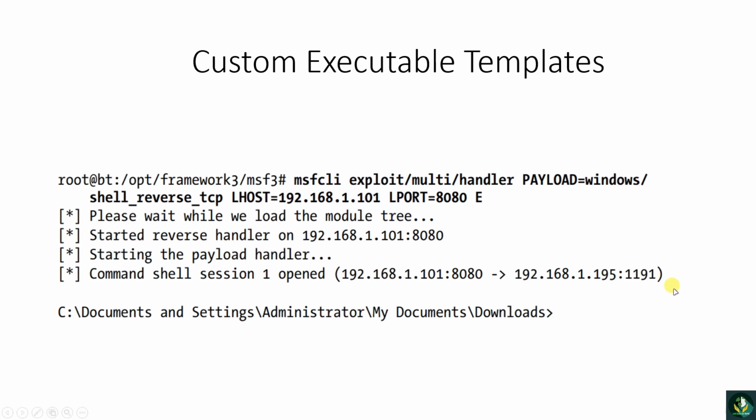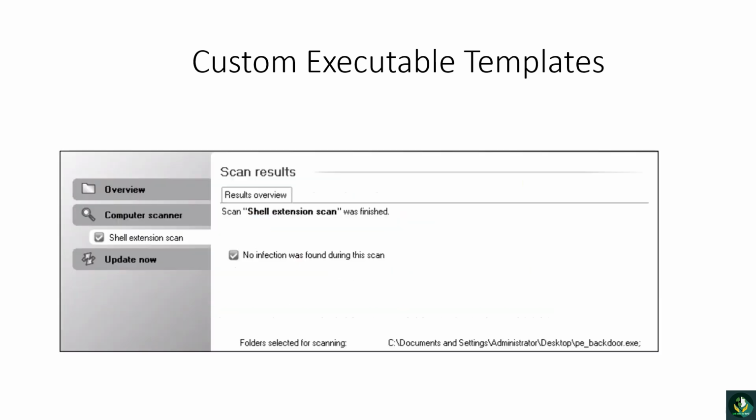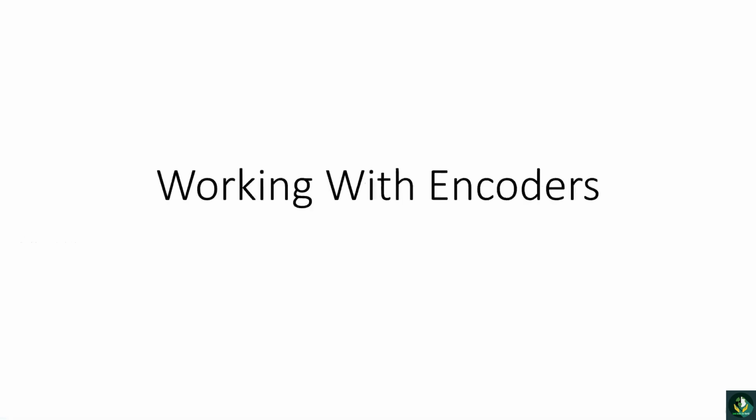As I was saying, we start up the multi-handler through msfcli to listen for the upcoming connection here, as you can see. And we have successfully opened a shell without being detected by any antivirus software like AVG here. So the backdoor executable is not detected by AVG. So in this lecture we will be talking about encoders, working with encoders, and cautions when using encoders.